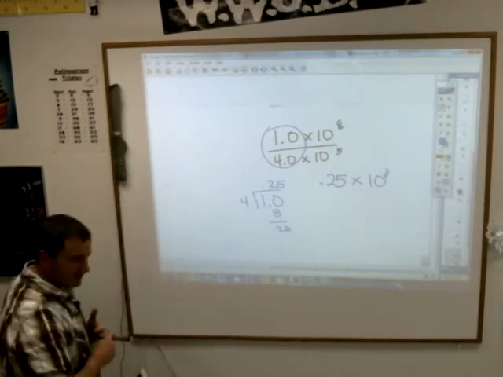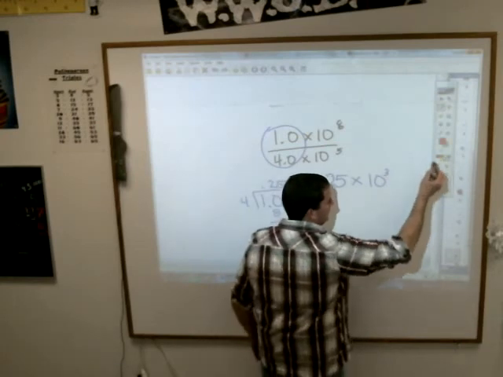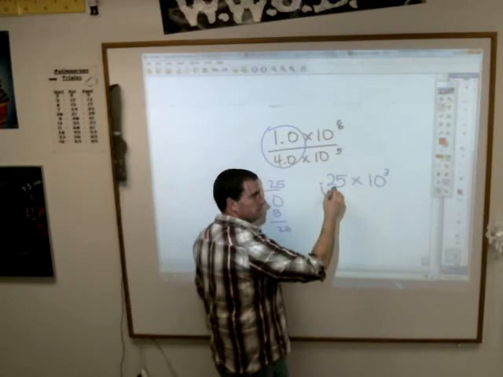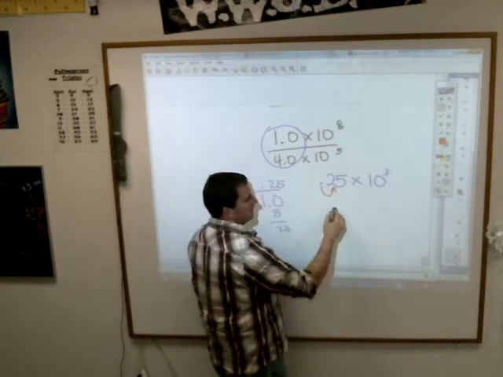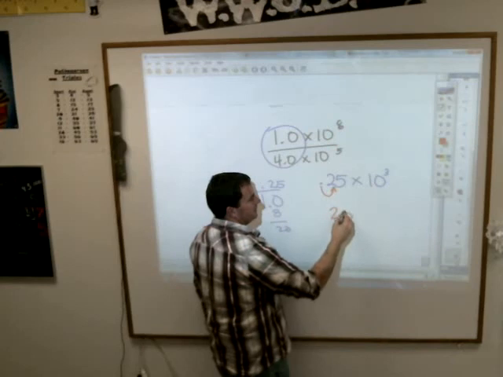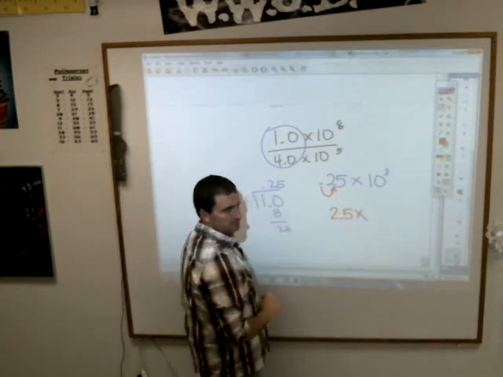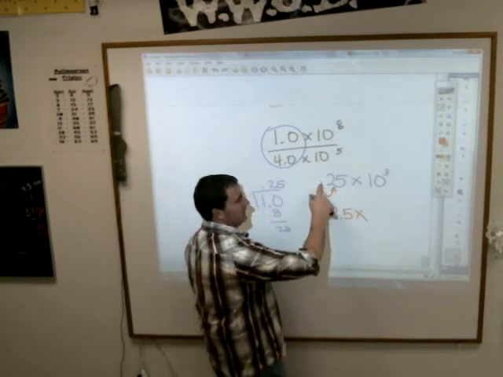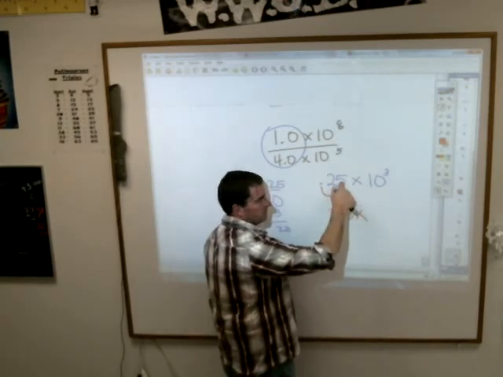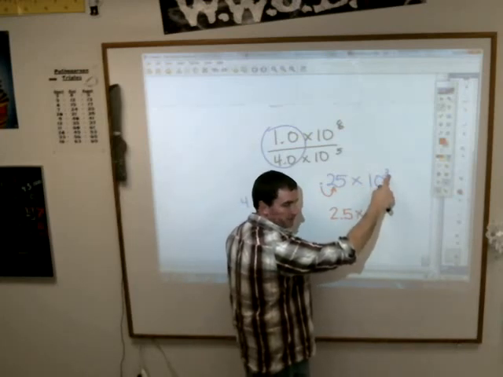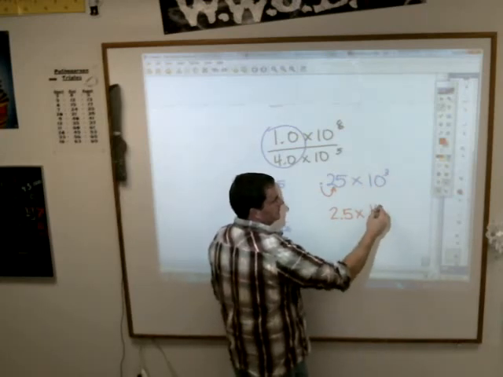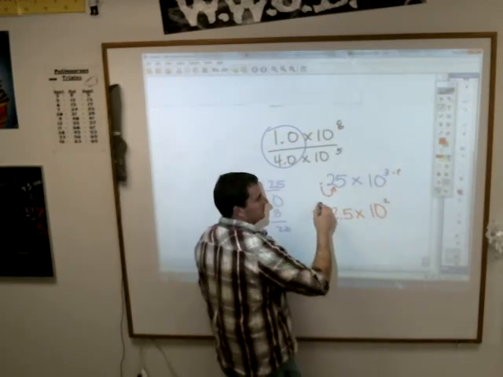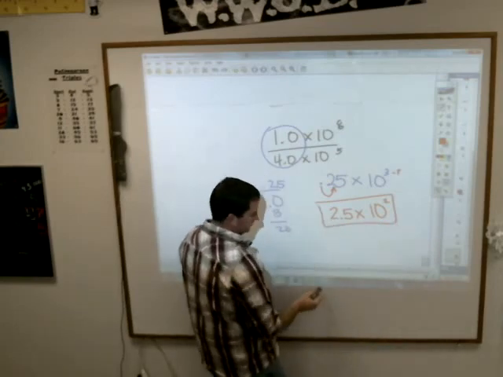Jackson says he thinks he can fix this problem. So what do I do, Jackson? You would move the decimal. So I end up with 2.5, but I don't just stop there. What's going to happen? You have to change the exponent. I made this number bigger, so the exponent actually gets smaller. Remember, it's opposites. Times 10. I moved it one place, I subtract 1 from it, it's 10 squared.